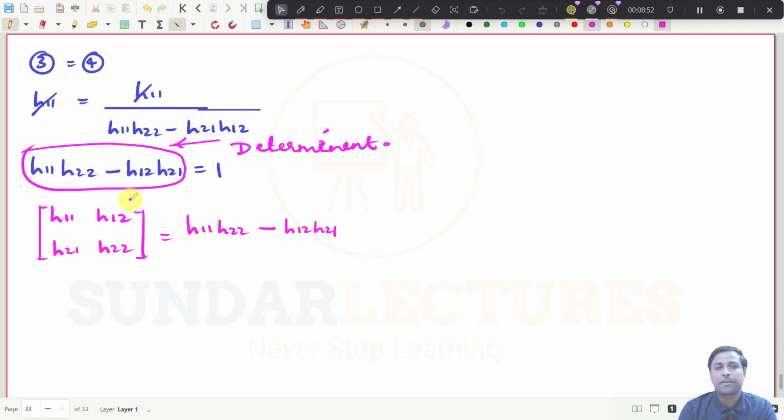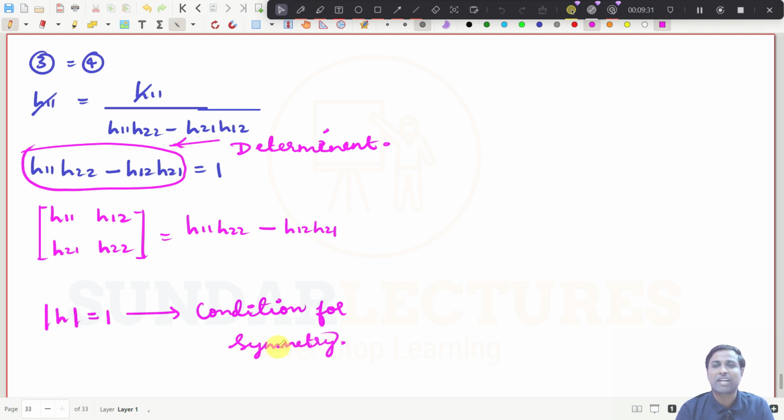So what is the thing here? If you find the H parameter of a two-port network, and if you take the determinant of that matrix, and if you are getting 1, then you can conclude that the two-port network satisfies the symmetry condition. So you can straight away write for H parameter that if you take the determinant, that value is 1. So this is the condition for symmetry. So you have to take the determinant. That's all. If you are getting 1, then that will be the condition, right?